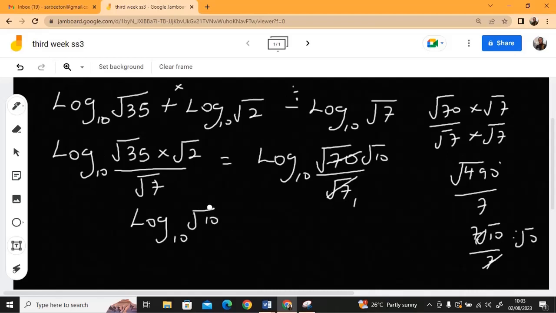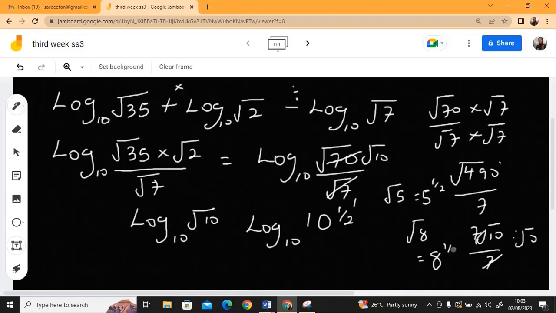This root 10 now, I can rewrite it as log 10 to the power 1 over 2. If you are given root 5, you can rewrite it in index form as 5 to the power 1 over 2. If you are given root 8, you can write it as 8 to the power 1 over 2. Let's assume now you are given the cube root of 25. You can write this as 25 to the power 1 over 3, since this one is 3. So get the logic right.